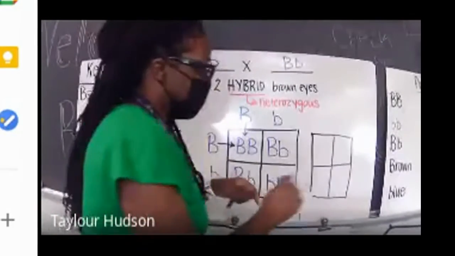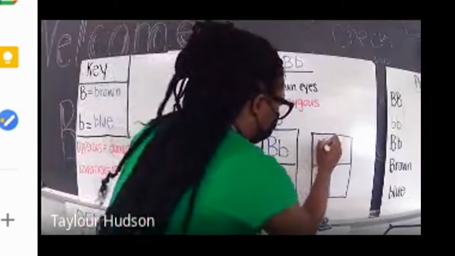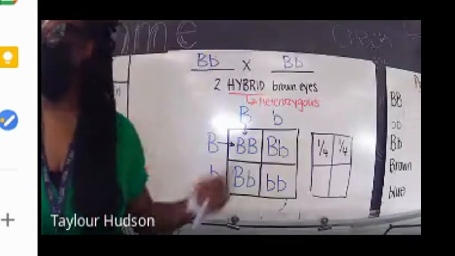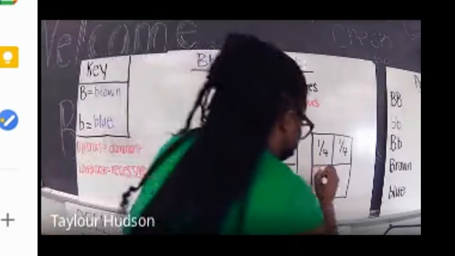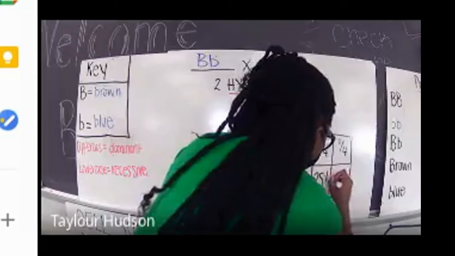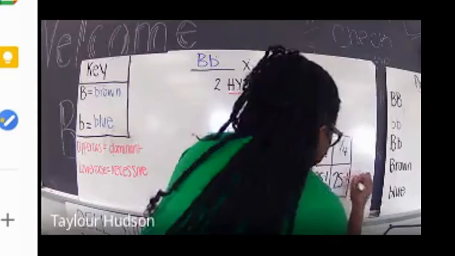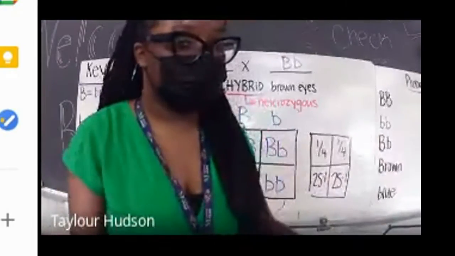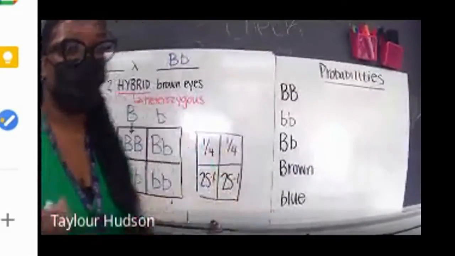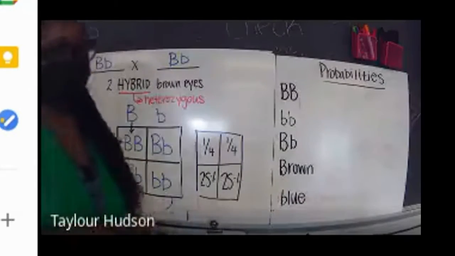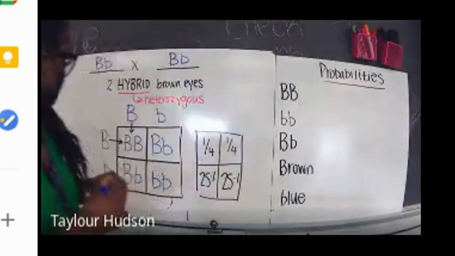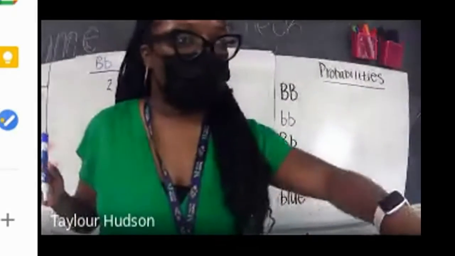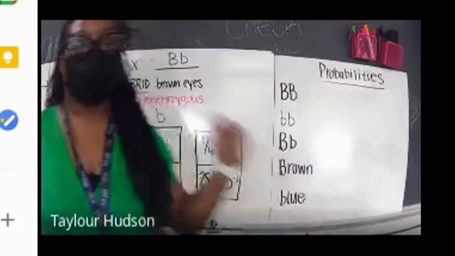Okay, good. So each of these boxes represents a 1/4 chance. Remember, another way of writing 1/4 is 25%, like a quarter. So each of these boxes is 1/4 or a 25% chance. Keep that in mind as we answer some questions about the probabilities. Remember, probability is just a fancy word for asking what the chances are of something happening. So the first one asks, what is the probability of having an offspring with two uppercase B's?